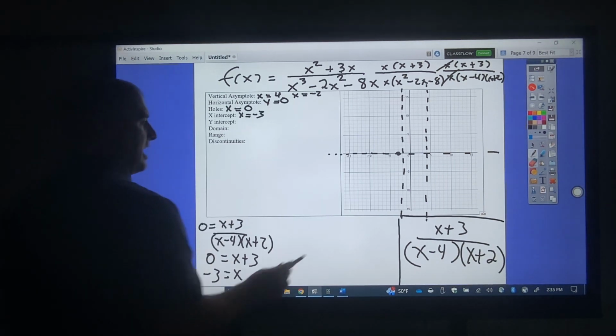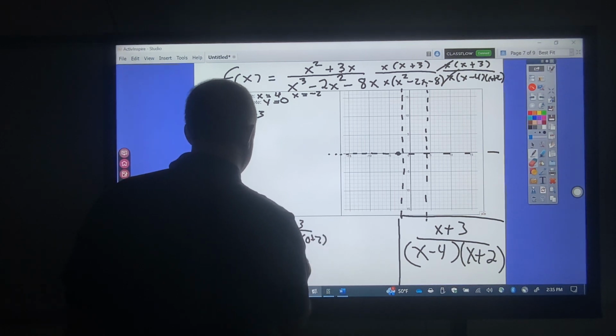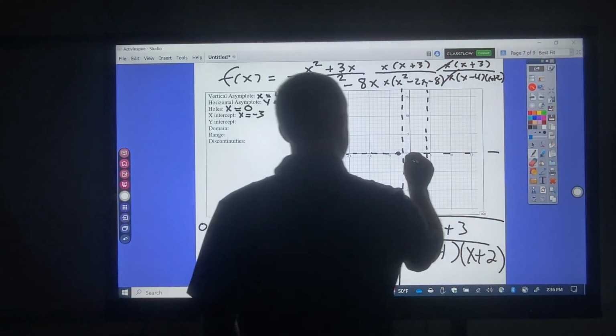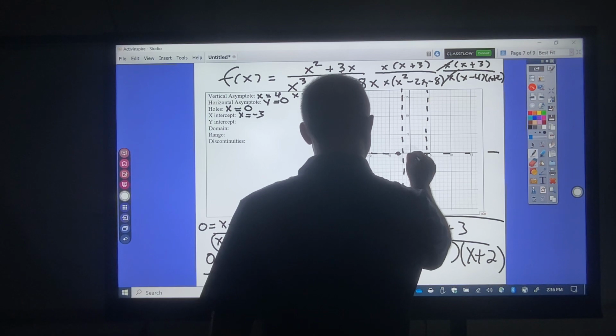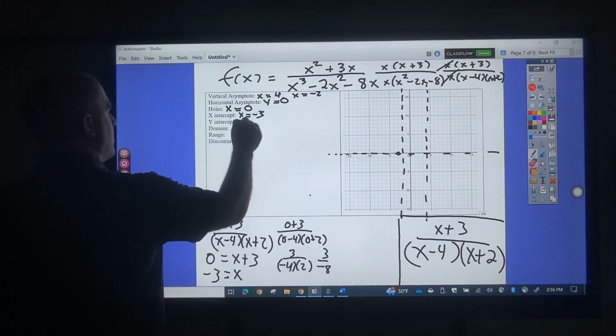My y-intercept, I put 0 in for x, so that's (0 plus 3) over (0 minus 4)(0 plus 2). So that'd be 3 over negative 4 times 2. So that's going to be 3 over negative 8. So y equals negative 3/8.